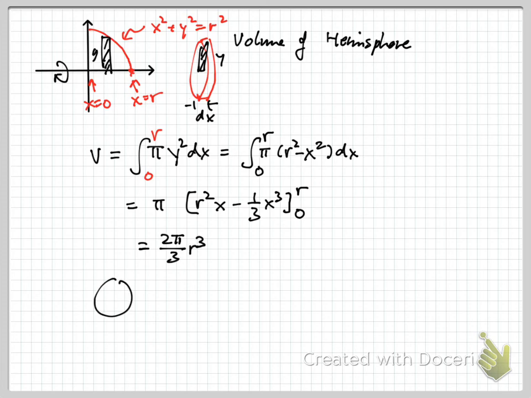So therefore, for the whole sphere, the volume will be twice that of the hemisphere. So that goes to 4 over 3 pi r cubed. So that's why the 4 over 3 comes from. All right, this is the end of part 1.